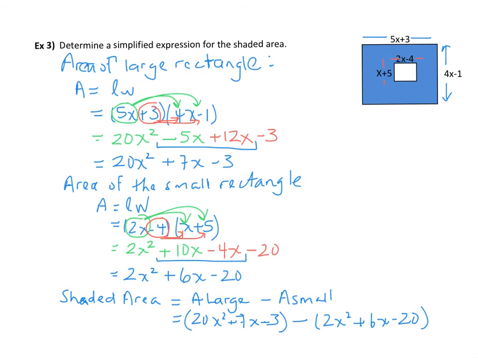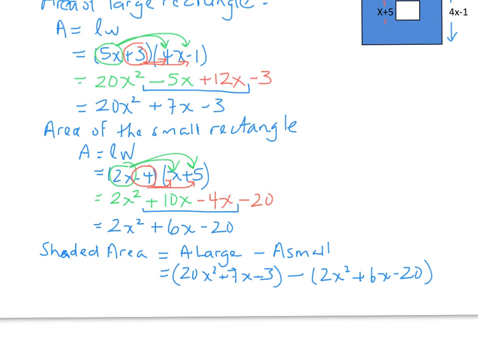We just have to be careful here in terms of remembering how to subtract our polynomials. So we have our 20x squared plus 7x, take away 3, and that has to be taking away the 2x squared plus 6x and a minus 20. It's like having negative 1 in front of the bracket. That's going to multiply through. It's going to switch all those signs when we put it through, and it becomes a minus 2x squared, a minus 6x, and a minus times a minus will become a plus 20. At this point, we collect like terms.